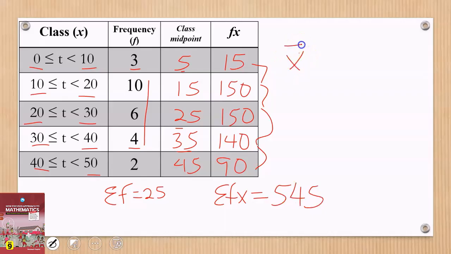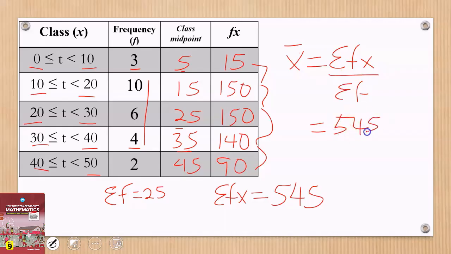So our x bar, which is the mean, which is the sum of fx over summation of f, is going to give us 545 divided by 25. When you do that division, you are going to have the mean to be 21.8. So that is our mean from this grouped frequency.